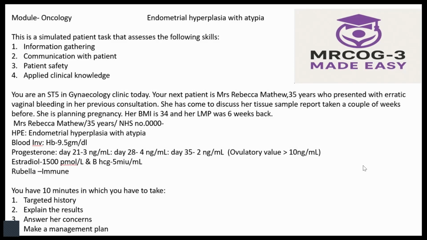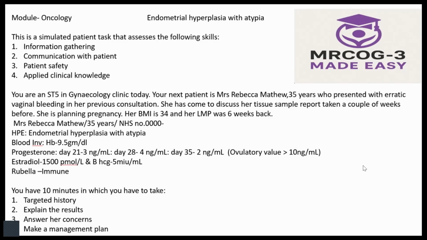Well, Rebecca, I can see that you have done some blood tests and also a tissue sample, and you are here to discuss them. Am I correct? Yes, she says yes, because that is what she came to discuss, as stated in the station. So take the same words from the case scenario, because they want you to talk about those things. I also gather from your notes that you have some erratic bleeding and you are planning pregnancy. Planning pregnancy is very important. Am I right? Yes.